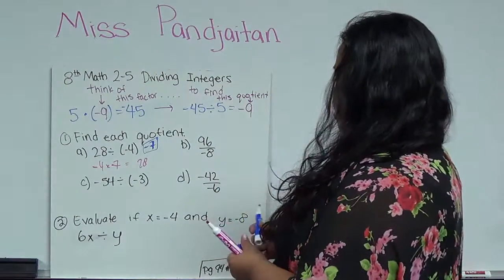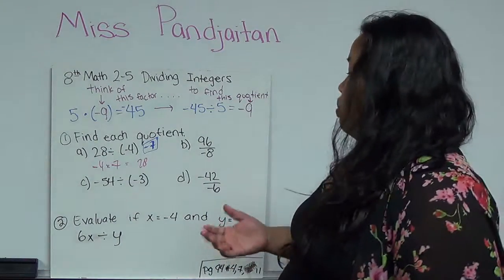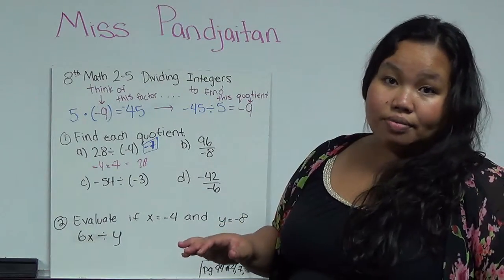Okay? Now that's a mistake that people can easily make. It's like, oh, okay, 4 times 7 is 28. You completely ignore that negative sign, right?